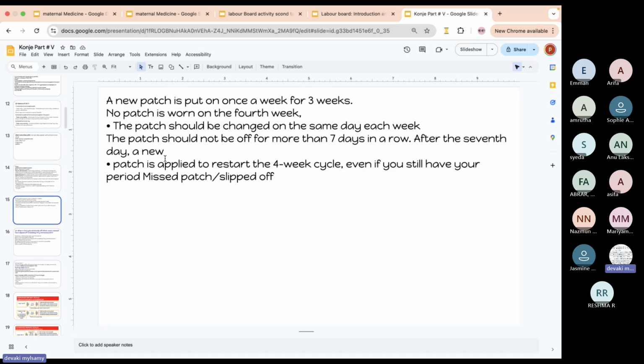A new patch second week, the new patch third week, and then there will be a patch free week. Okay, so the patch should be changed every week, with a maximum additional extension of 2 days. So restart your next cycle from the fourth week. This way you can continue the patch use.